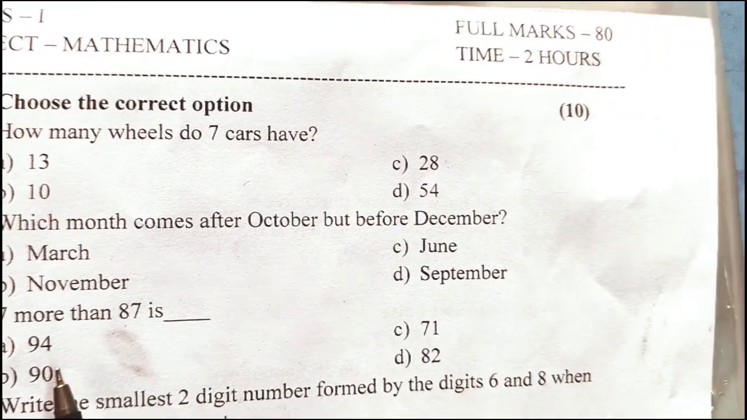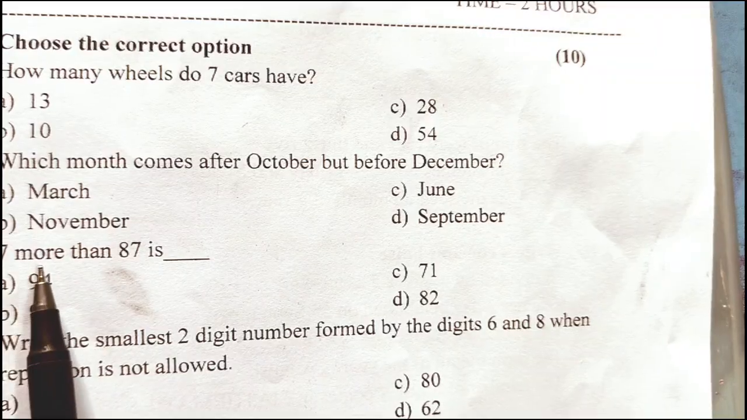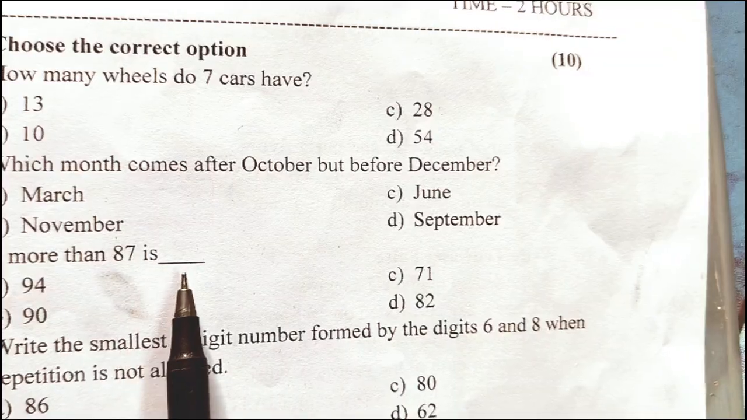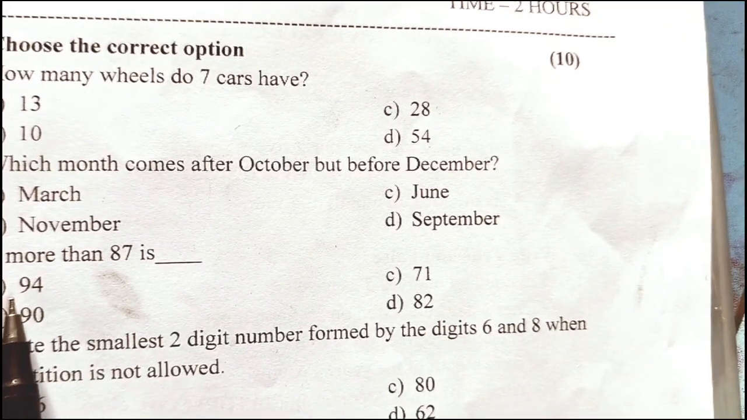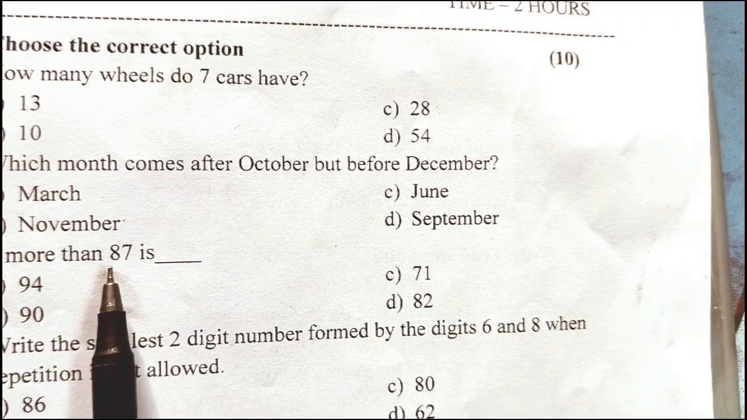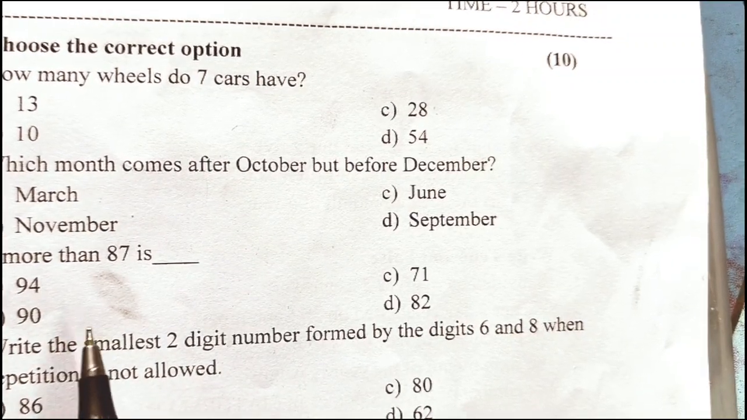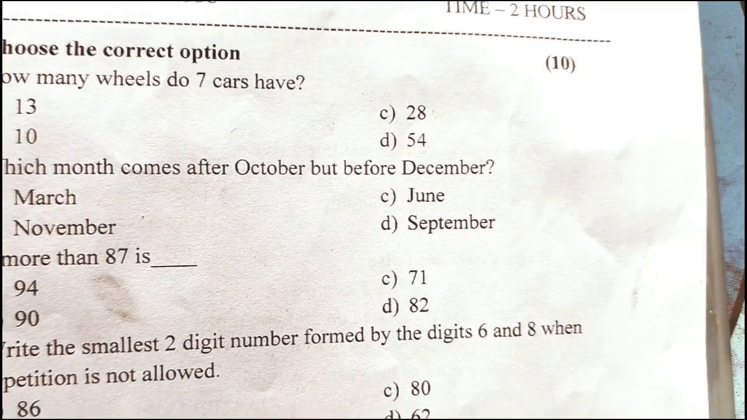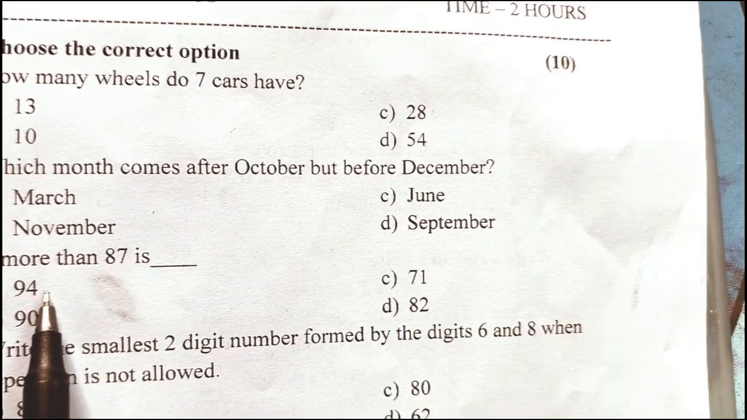Okay. Now let us discuss question number 3. Now, 7 more than 87. 7 more than 87, that is how much? 7 plus 87 will be 94. You can add this. 7 more than 87, that is 94. Okay, so the option A will be the right answer.